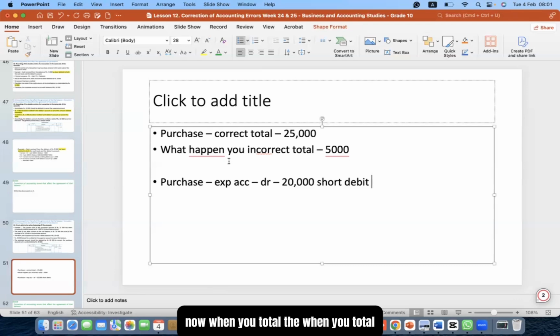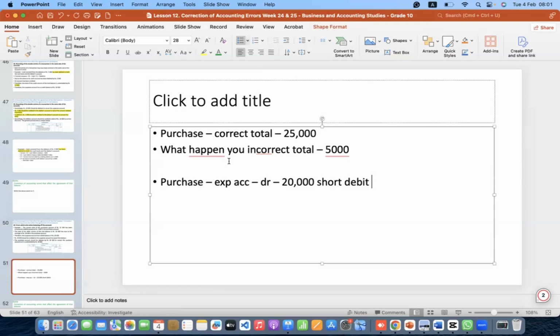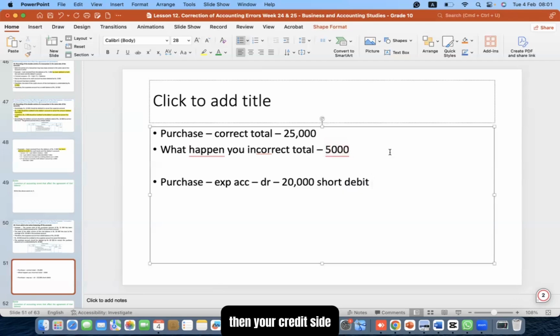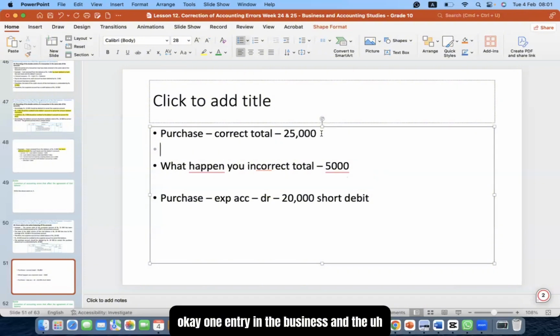Now when you create a trial balance and total it, on the debit side you will have 20,000 short compared to the credit side. Why? Make a purchase. Now they have incorrectly totaled their purchase account. Let's say this is a cash purchase. Then your credit side is correct. Let's say you have only one entry in this business, and the entry is you purchase goods on cash.